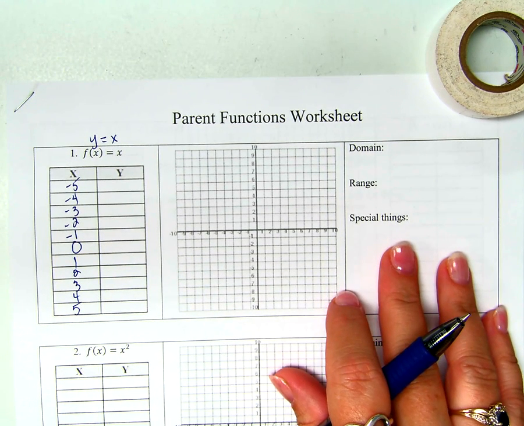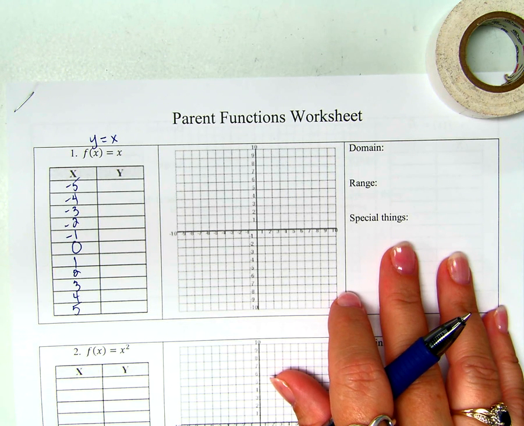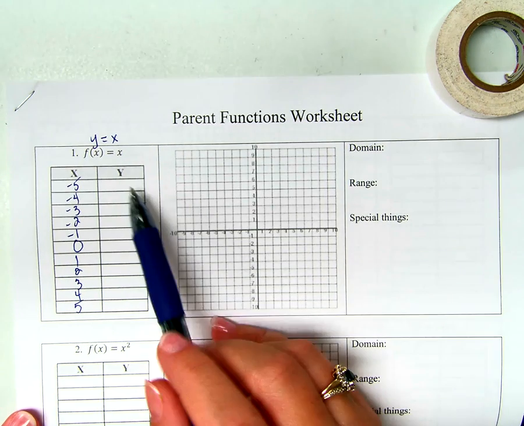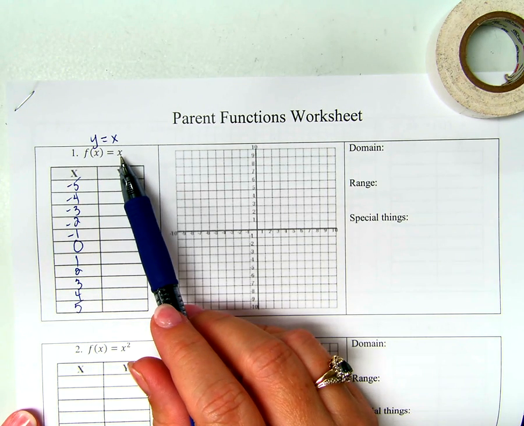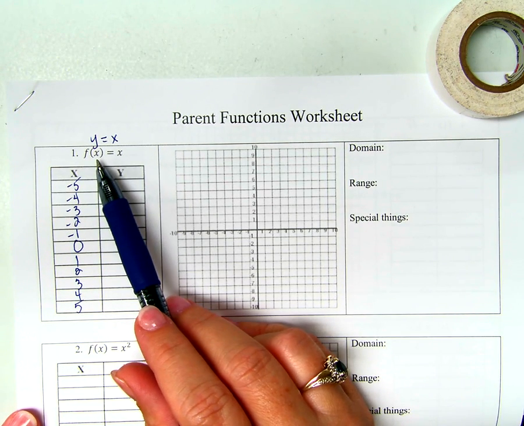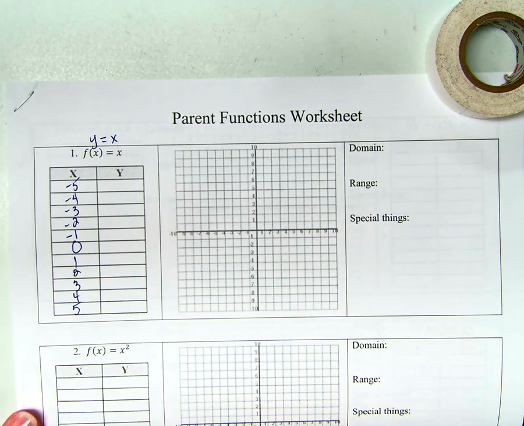Now let's talk about the y values. Where am I going to get the y values from? Good guess. Where do I get the y values? What does my equation say? If I know the x value, do I know the y value? Why? Because they're equal. Okay?